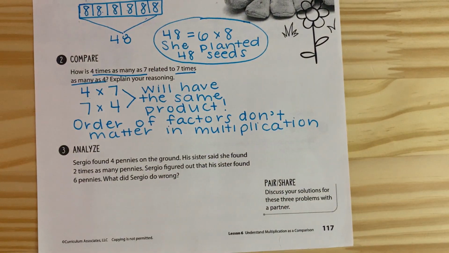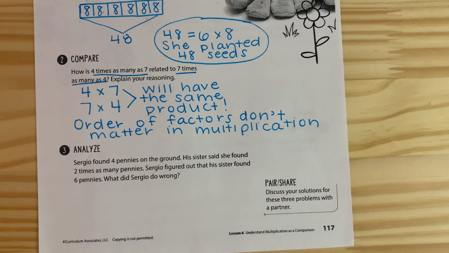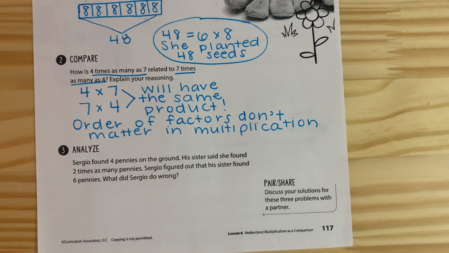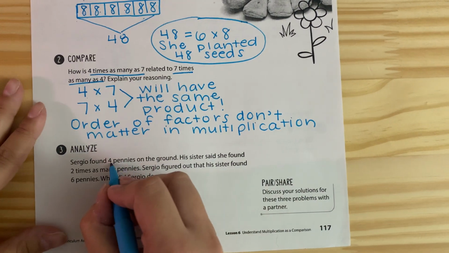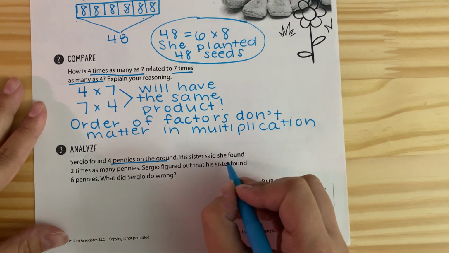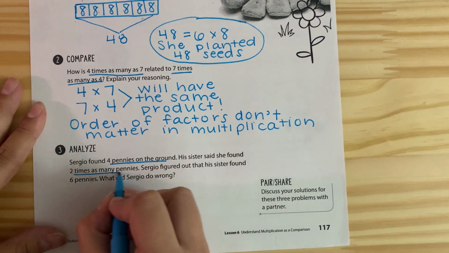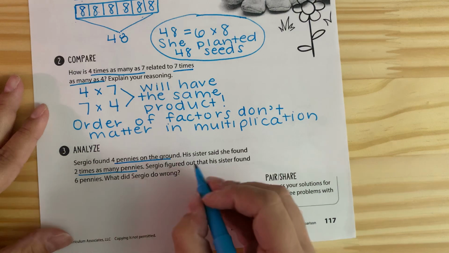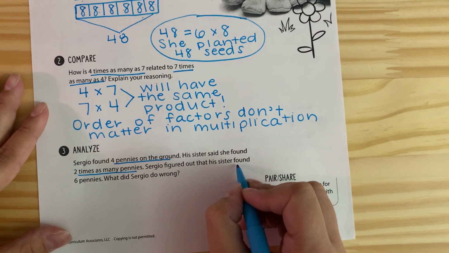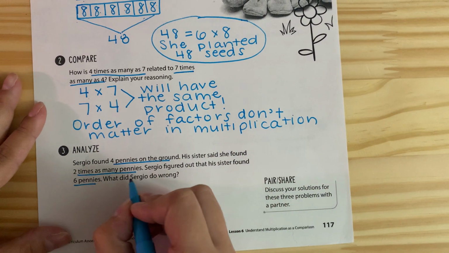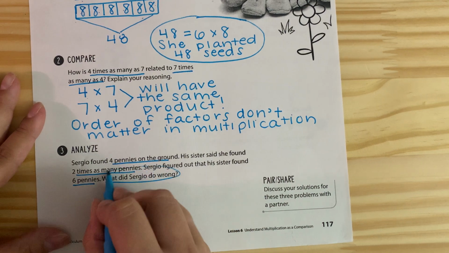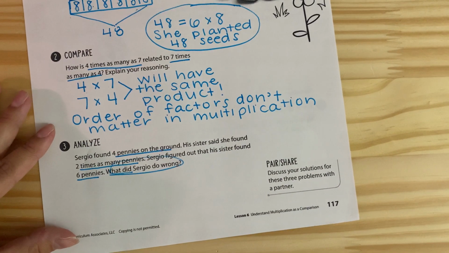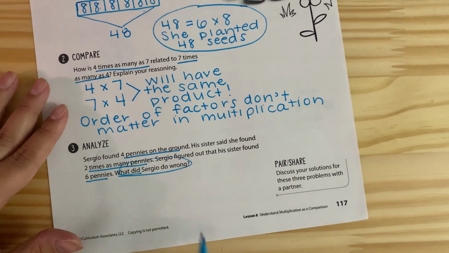Moving on, we have number 3. Number 3 says Sergio found 4 pennies on the ground. His sister said she found 2 times as many pennies. Sergio figured out that his sister found 6 pennies, so he thinks she has 6. What did Sergio do wrong? So what did he do wrong here?